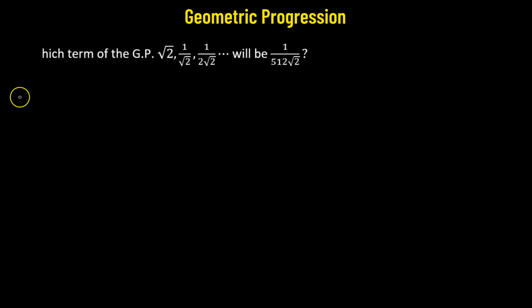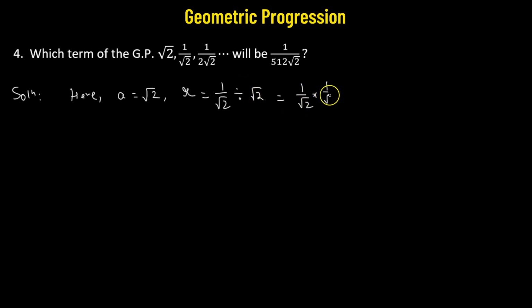So problem number 4. Here we have the first term a, which is square root of 2. The common ratio is the second term, 1 over square root of 2, divided by the first term, which is square root of 2. So that means we have 1 over square root of 2 multiplied by 1 over square root of 2. This is going to give us a value half. The nth term is given as 1 over 512 times square root of 2.